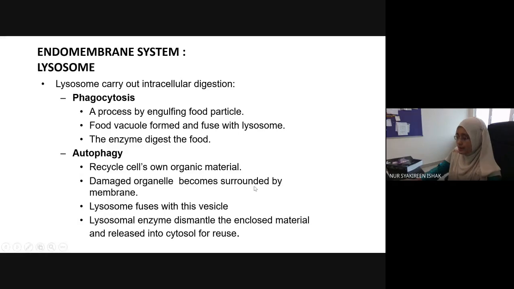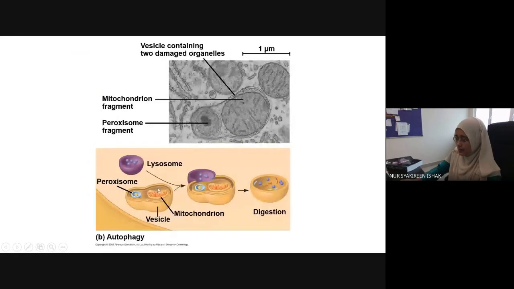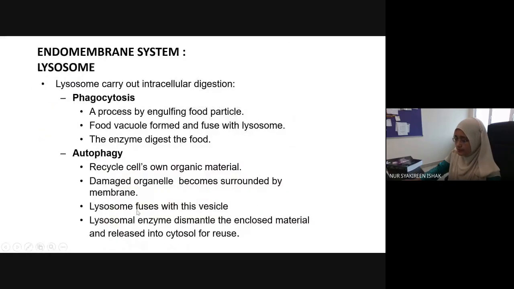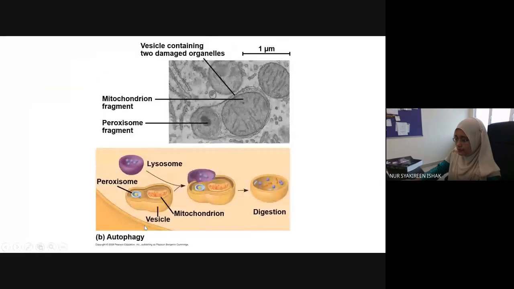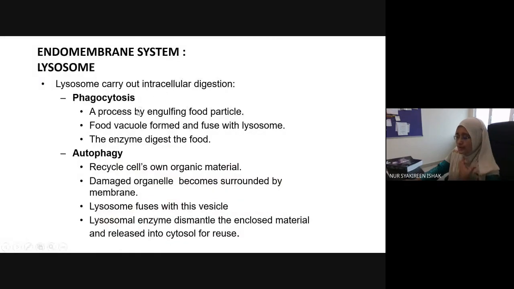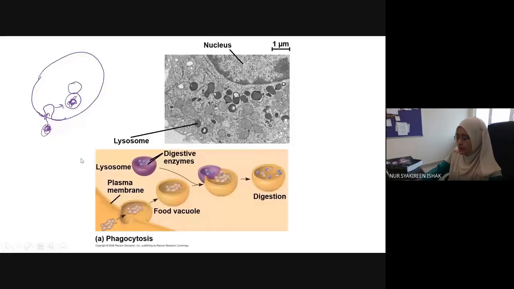Damaged organelles become surrounded by a membrane like this, right? So this is a worn out organelle. So it is surrounded by a vesicle. Okay, so the vesicle then fuses with the lysosome, and then the hydrolytic enzyme within the lysosome will digest the worn out organelle, for example. So remember, phagocytosis is to digest food within a food vacuole. Autophagy is to recycle the cell's own organic materials.